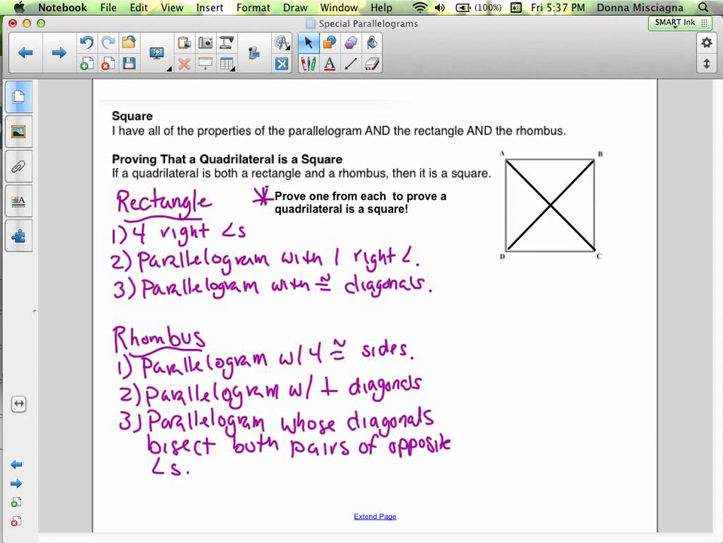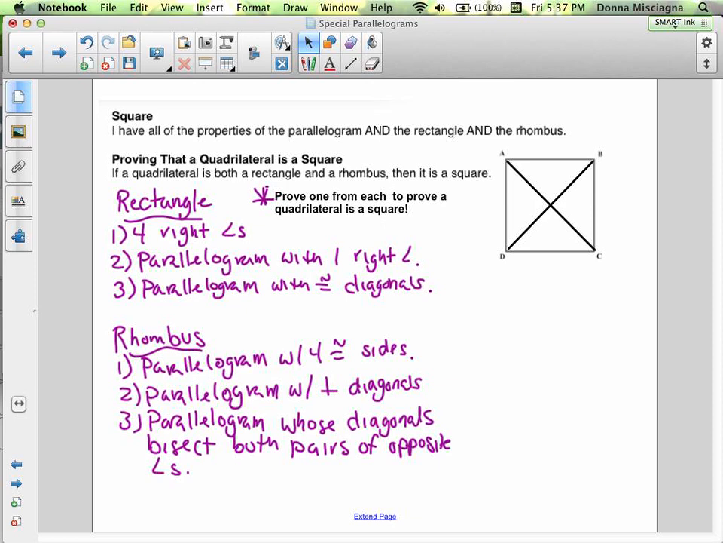So your choices from the rectangle: you can prove it has 4 right angles. You can prove that it is a parallelogram with 1 right angle. Right? A parallelogram with 1 right angle has to be a rectangle, because in a parallelogram both pairs of opposite sides are congruent and both pairs of opposite angles are congruent. So if you have one 90-degree angle, the opposite angle is 90 degrees, and consecutive angles are supplementary, so the ones next to it have to be 180 minus 90, which is also 90, making all of them 90. So if you prove it's a parallelogram, you only have to prove it has 1 right angle, or you can just prove it has 4 right angles.